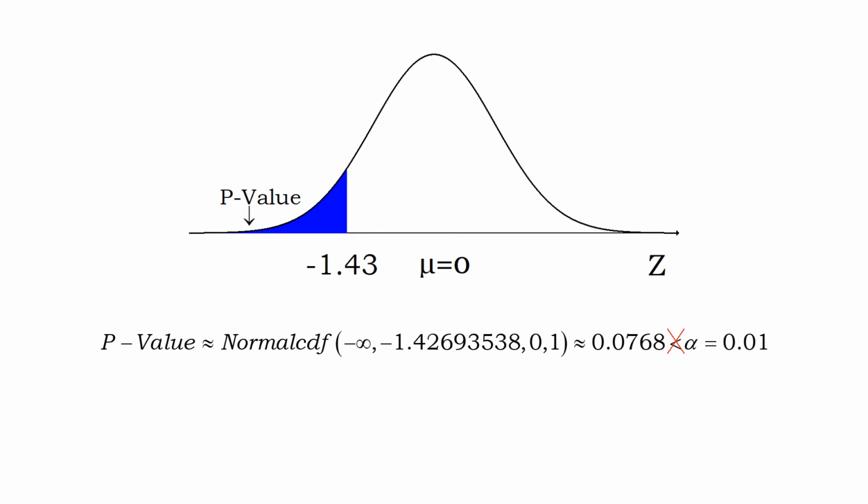And remember, z has a mean of 0 and a standard deviation of 1, so I have to enter those as my last two parameters inside the normal CDF. And we get a p-value a little bigger than 0.07.